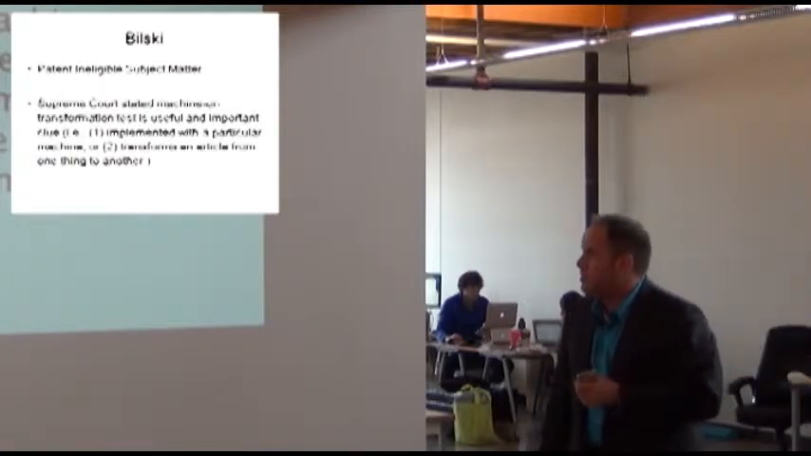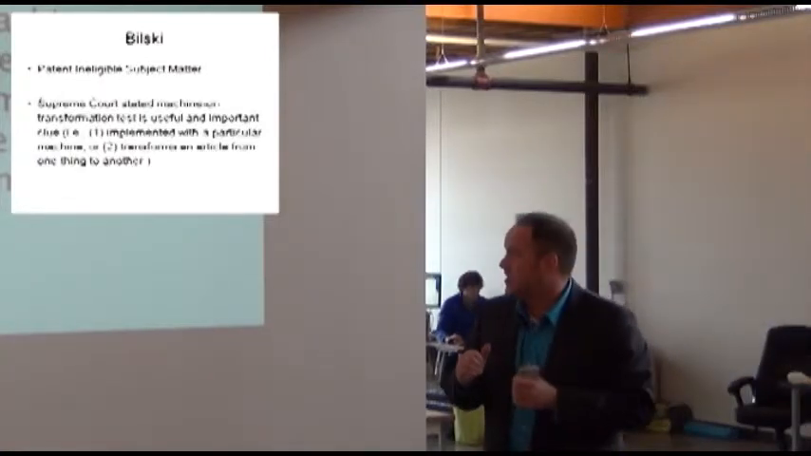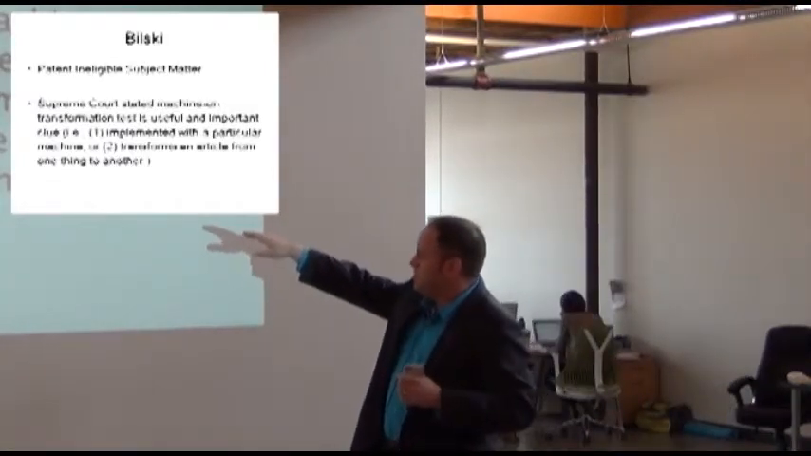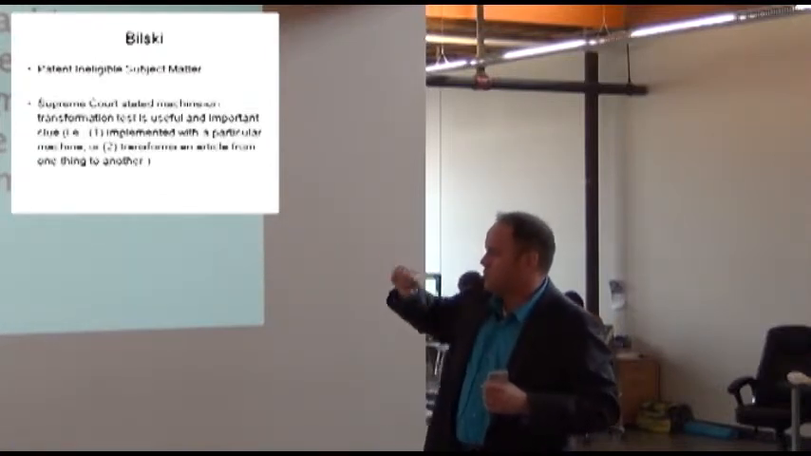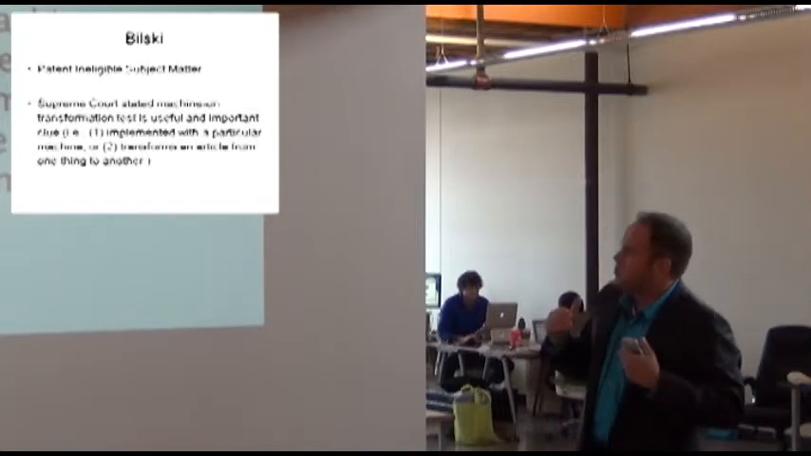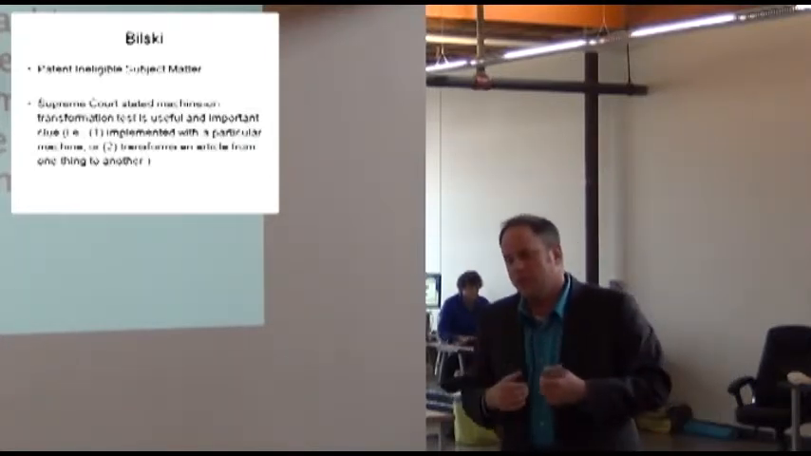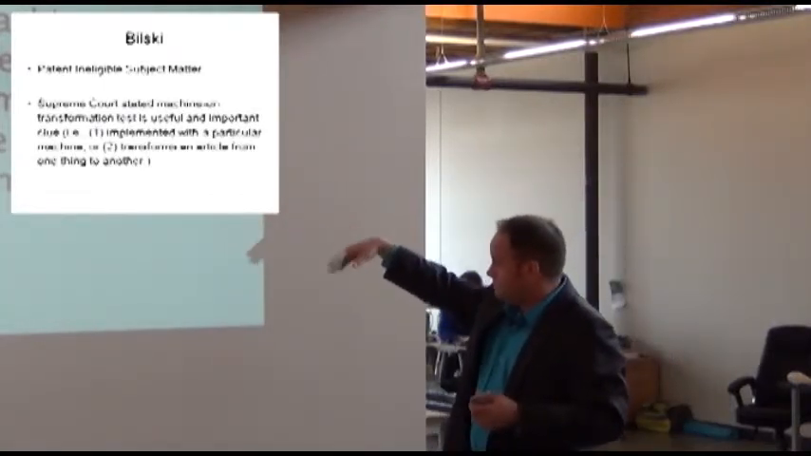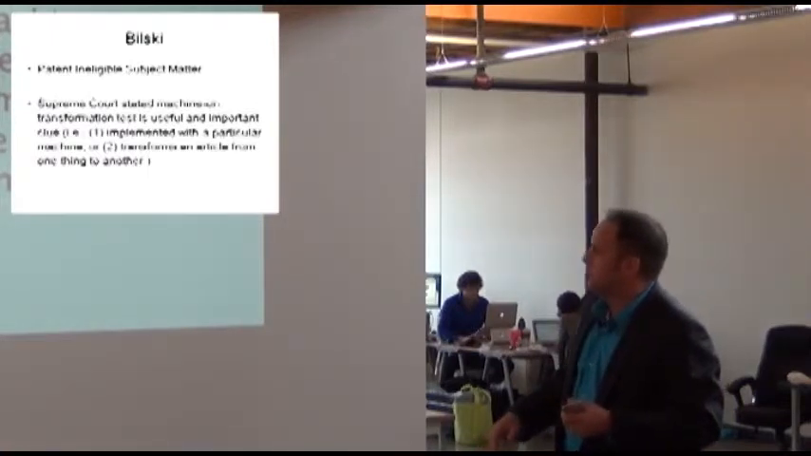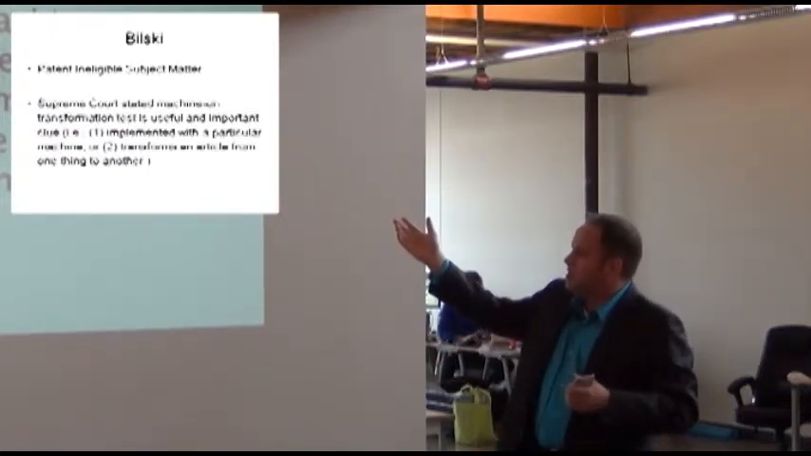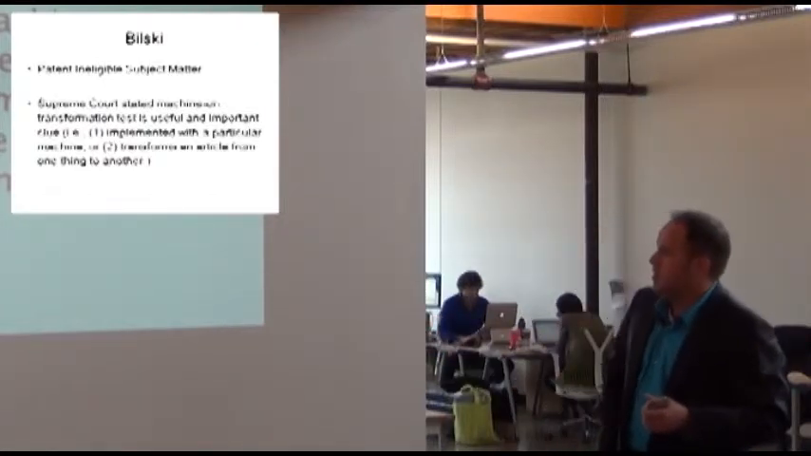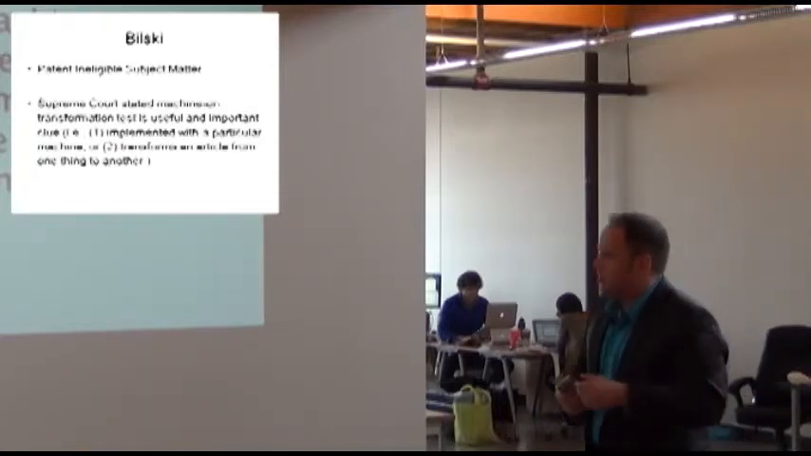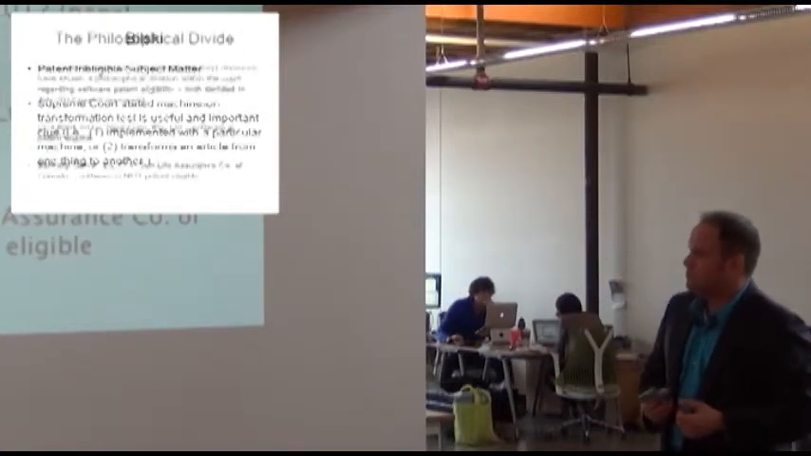What they did state, though, was that a machine or transformation test could be utilized as an important clue. So is this process that we just talked about, was it implemented with a particular machine, or is it transformed from one thing to another? So courts and patent examiners, if you submit a patent application, one thing I've seen patent examiners do is assert this test of machine or transformation. Is it implemented with a particular machine? If it's not, then more than likely they're going to say, no, you're going to have to prove that it's with a particular machine or it transforms an article.